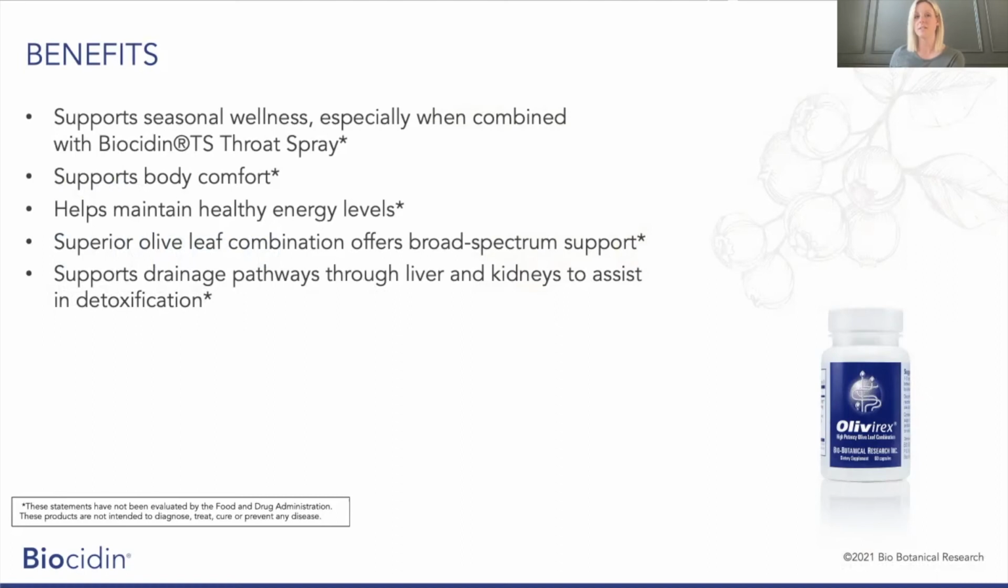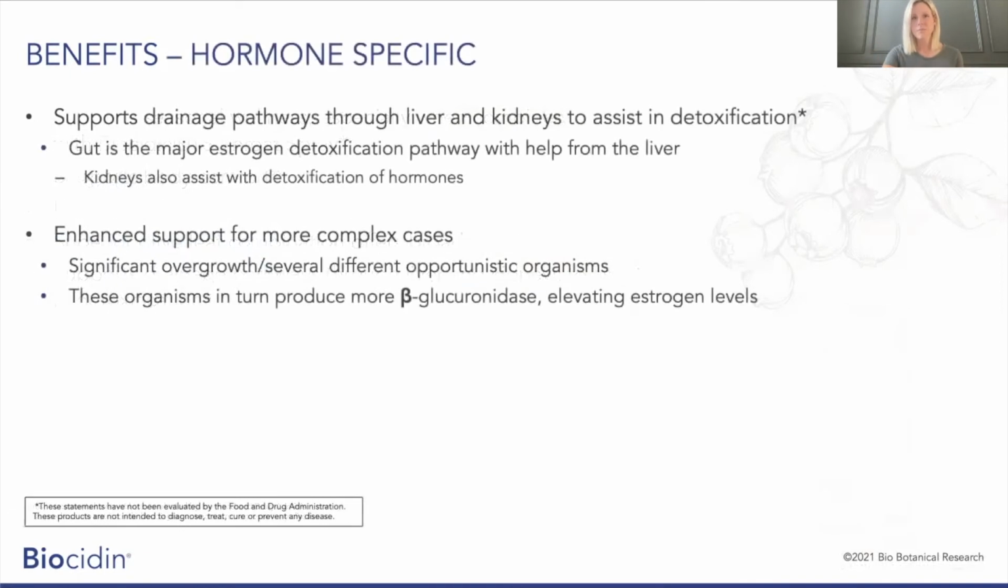And then I really love that it supports the drainage pathways through the liver and the kidneys to help assist in that detoxification. Not only are we using our stool to eliminate these estrogens, but we also need a little more help from the liver and the kidneys to detoxify these hormones. And so this is where Olive Iris is a really great thing to pair with the Biocidin. There's also more enhanced support, as I mentioned, for those complex cases, so those that have significant overgrowth or several different varieties of opportunistic organisms, because those are the ones that then produce more beta-glucuronidase, elevating estrogen levels.